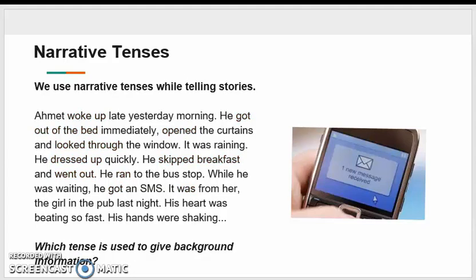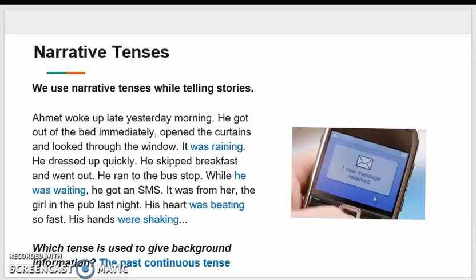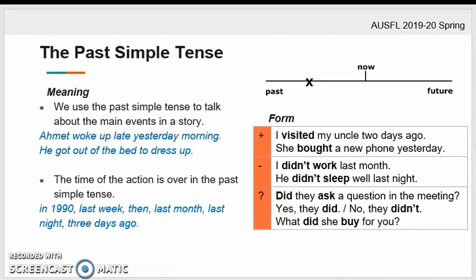I have another question. Which tense is used to give background information? And the answer is the past continuous tense. And the sentences written in blue are all in the past continuous tense. Let's look at these tenses more closely.